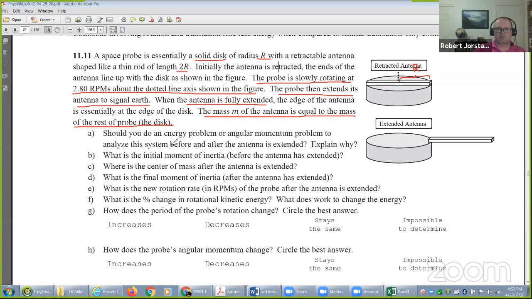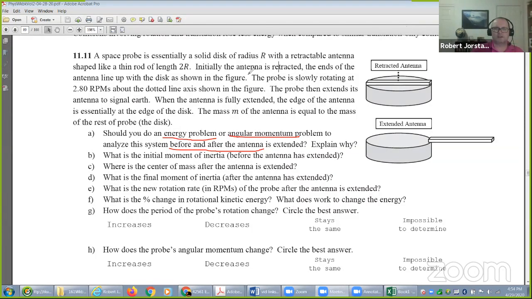Let's think. Should we do an energy problem or an angular momentum problem? What do you think? Discuss with yourself. Or yeah, think to yourself. Should we do energy or angular momentum to analyze before and after?